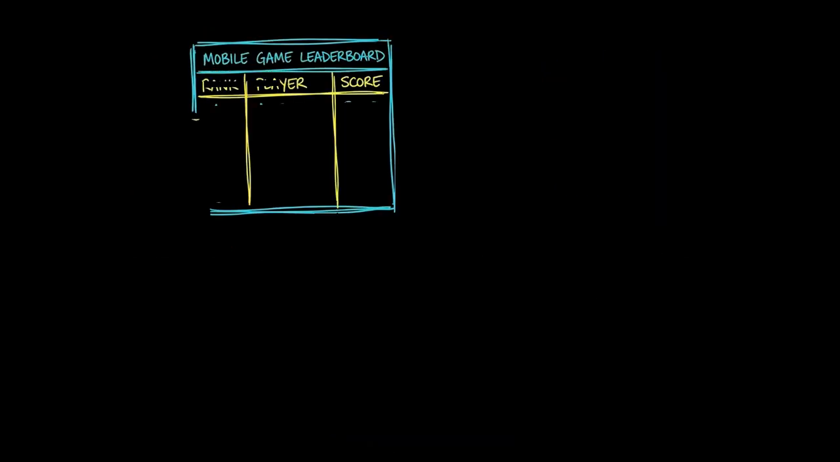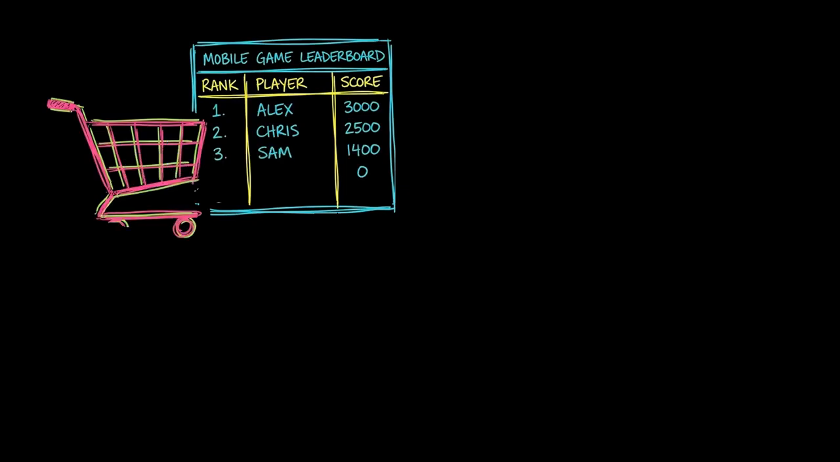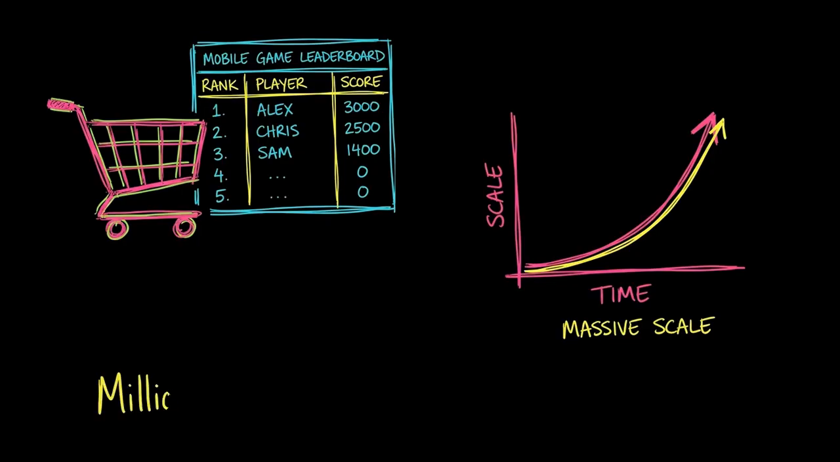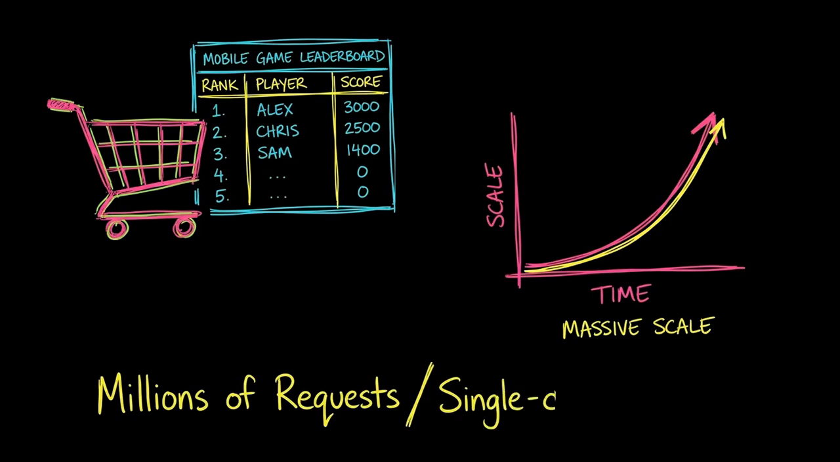Now look at DynamoDB. Picture a shopping cart or a mobile game leaderboard. DynamoDB is built for massive scale and extreme speed. It's the backbone of high-traffic apps that need consistent performance no matter how many users show up. DynamoDB can handle tens of millions of requests per second with single-digit millisecond latency. That speed is predictable, even during traffic spikes, because AWS manages everything behind the scenes.